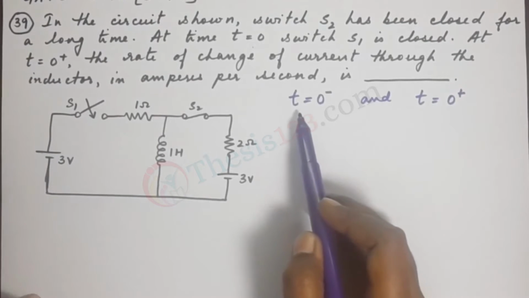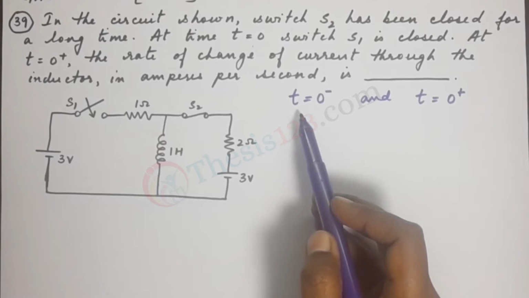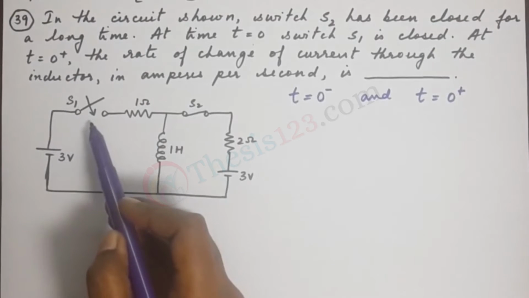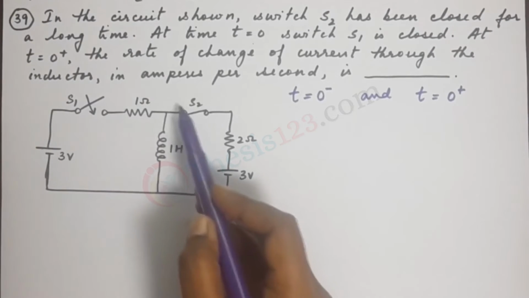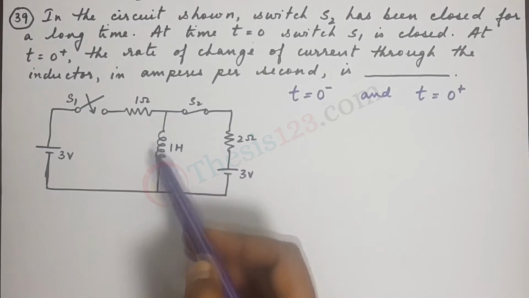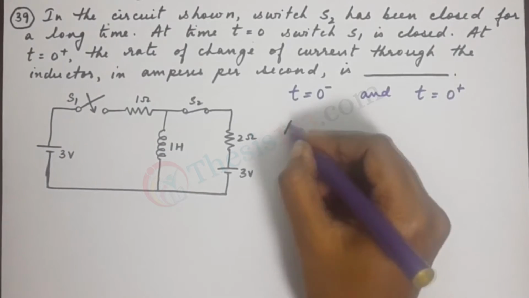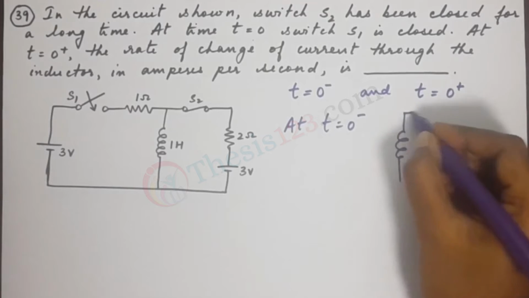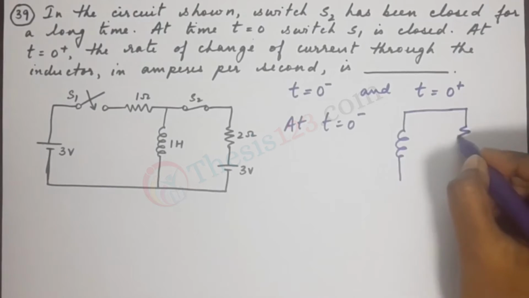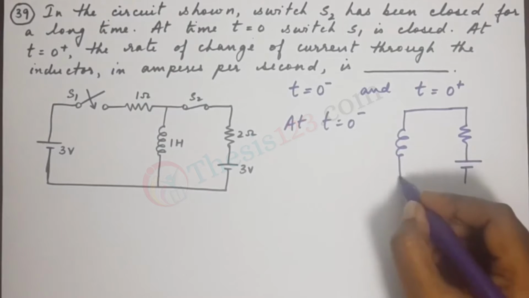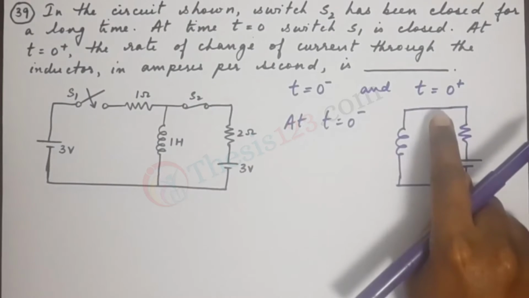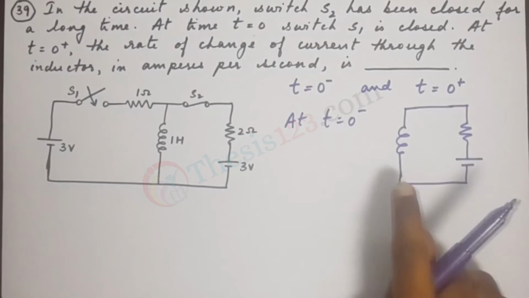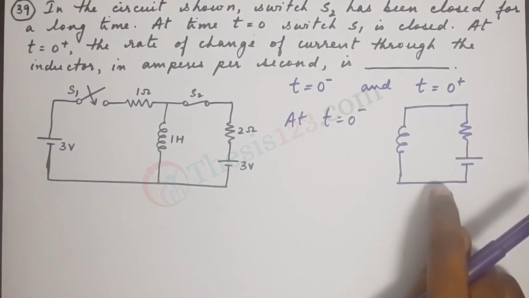When t equals 0 minus, S1 is not closed, it's open. So when it is open, we will have to consider just this loop over here, this part of the circuit. So I'll write this here. At t equals 0 minus, the circuit is this. Now switch S2 is already closed, so you can consider this as a closed loop entirely. This is for the instant right before the switch is closed.